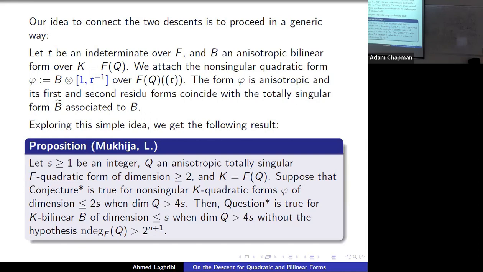In special cases, where you didn't prove conjecture star, the form of dimension less than 4, right? Not to four. It's not in the satisfied case. Yeah, in fact, if we write carefully this condition and this one, we can get this. This is why I say without this hypothesis, but in fact this hypothesis is inside, so we can get it. So what I would like to say is that we can pass from the descent of quadratic forms to bilinear forms by a generic argument.